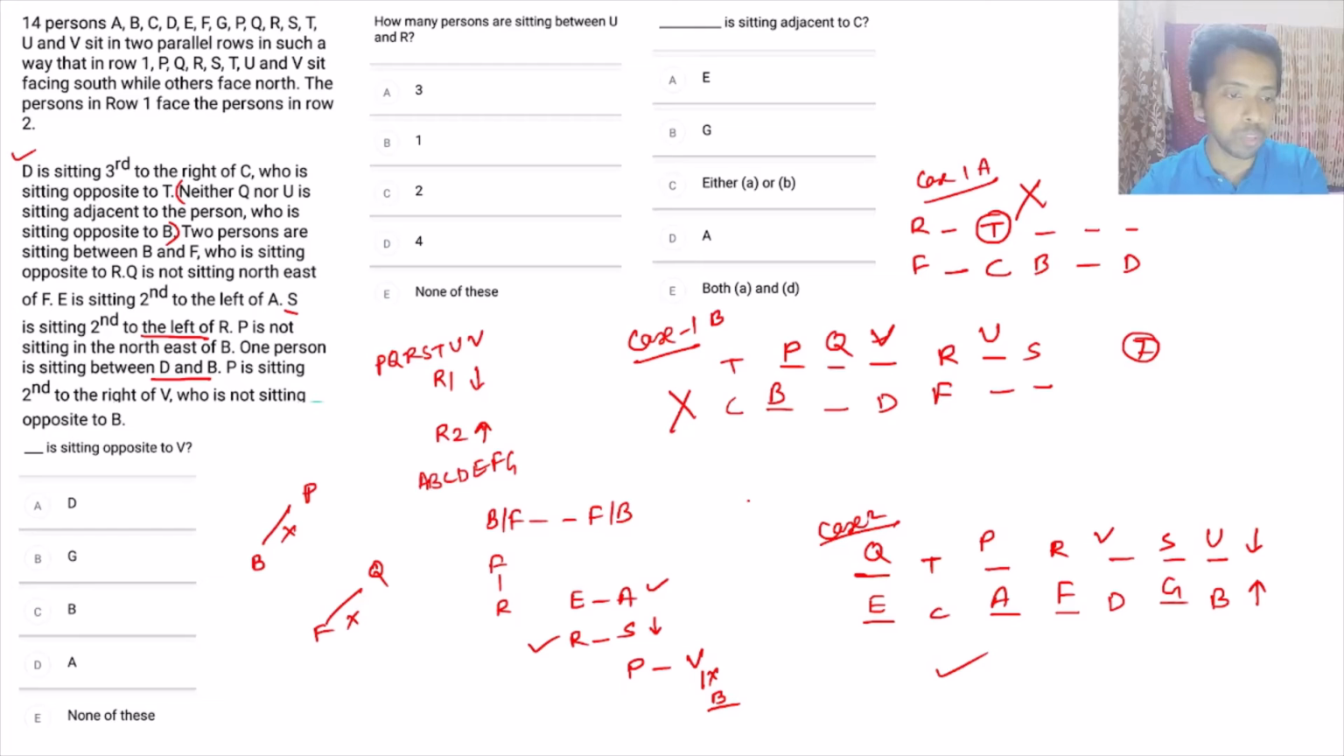Now move to the questions here. Who is sitting opposite of V, that is D. How many persons are sitting between U and R? 2 persons, V and S, right? Who is sitting adjacent to C? That means E and A. So both A and D, right?